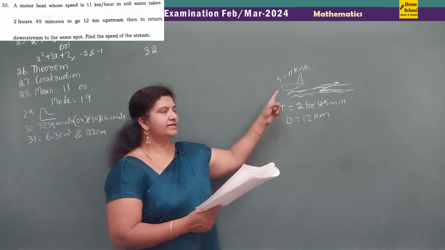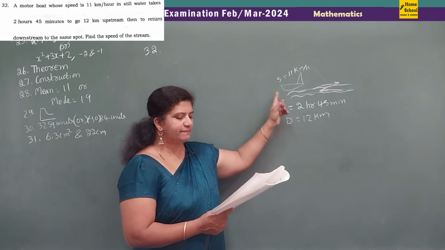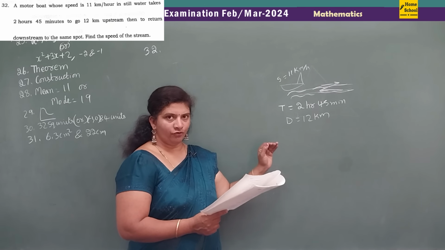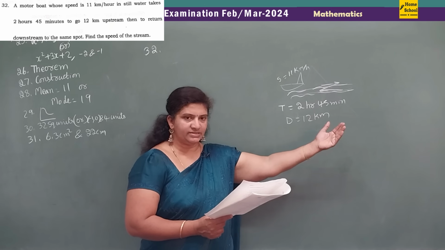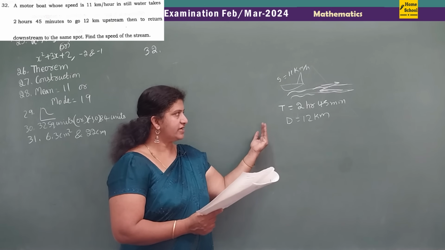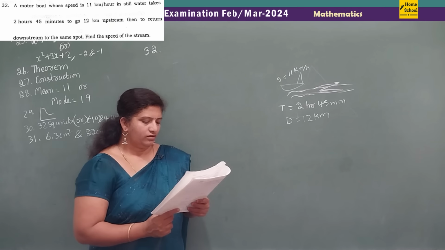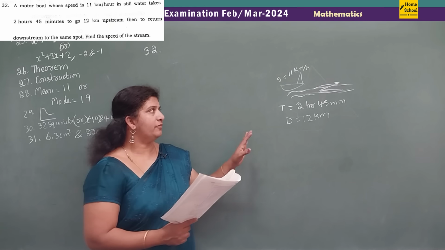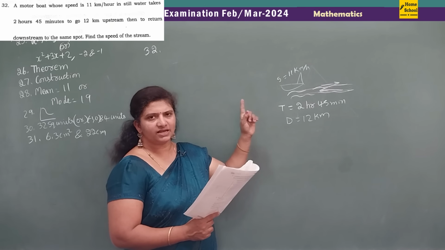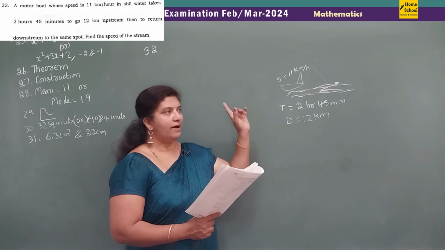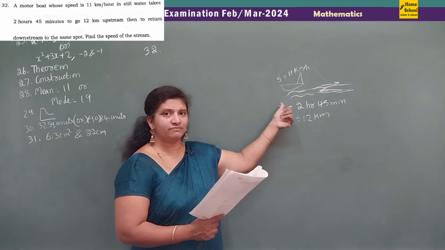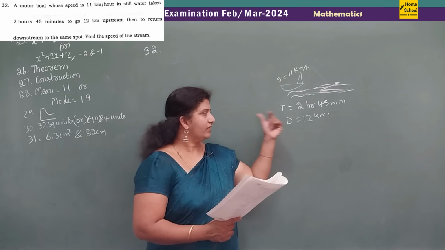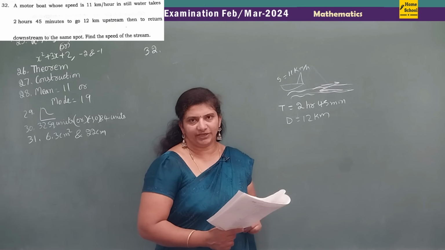A motor boat, let us imagine a motor boat here. A motor boat whose speed is 11 kilometers per hour in still water takes 2 hours 45 minutes to go 12 kilometers upstream and then return downstream to the same spot. Find the speed of the stream. Here, what is the problem? Understand the problem carefully. Speed of the boat given, that is 11 kilometers per hour. It has to go upstream and return downstream to the same spot. It takes 2 hours 45 minutes to go up and come back. And the distance is 12 kilometers.